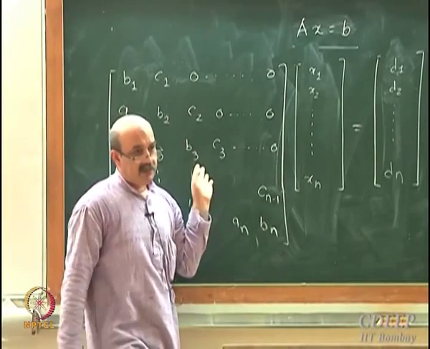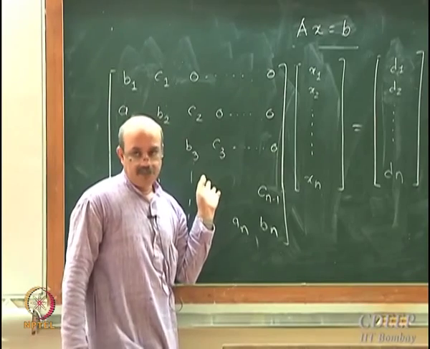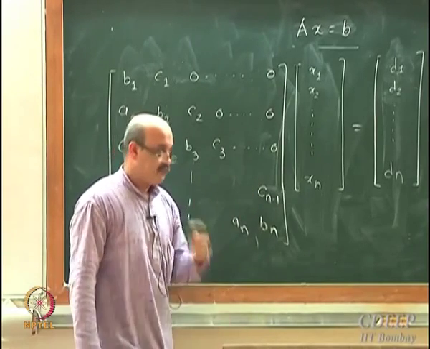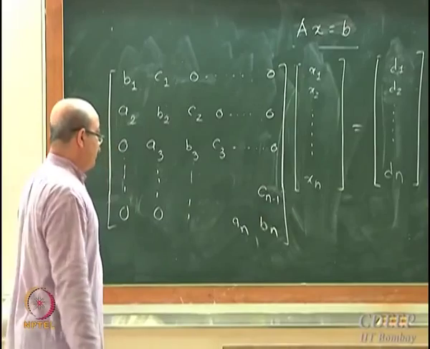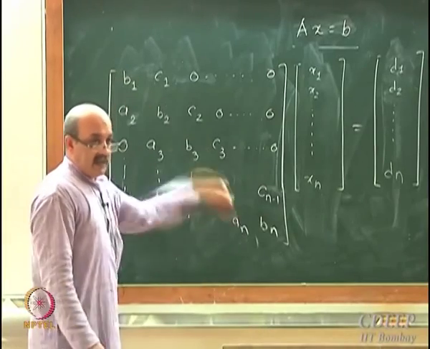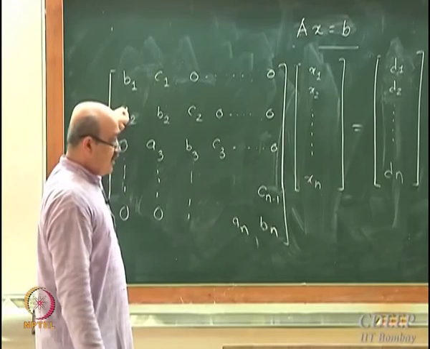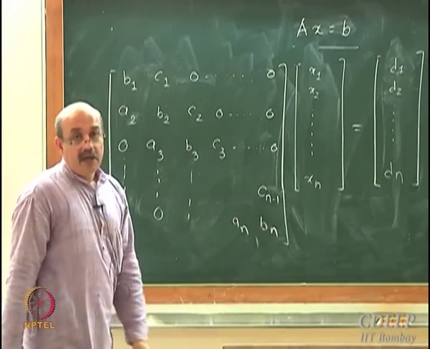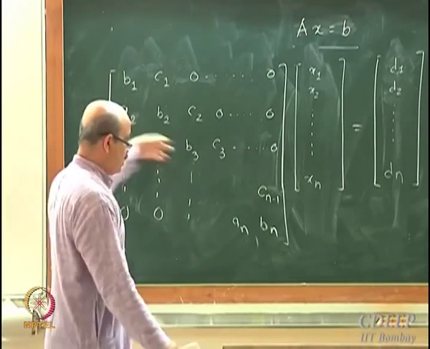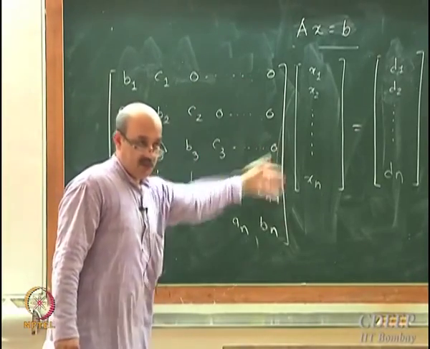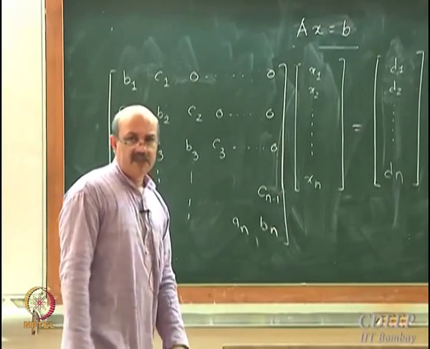You have seen this kind of matrix in the finite difference method. In the finite difference method, you get this tri-diagonal matrix. The question is, can I exploit the sparse structure it has? It is filled with so many zeros. How many elements are non-zero?